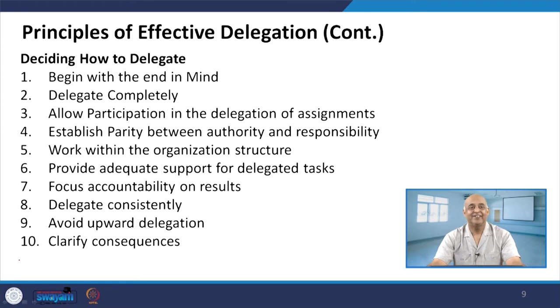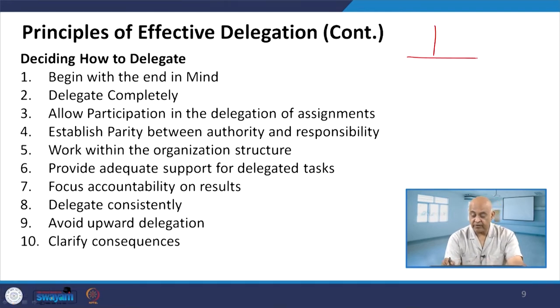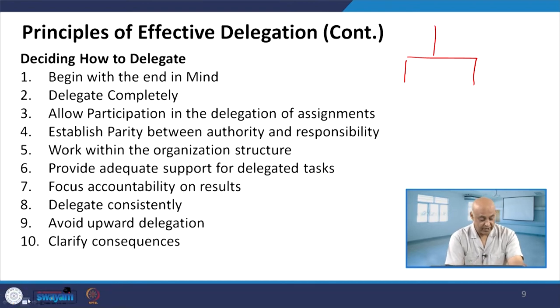Now you see, there is nothing like upward delegation. Right. So, therefore, whenever we are talking about delegation, it will be given from the top to bottom. Whenever we go for this particular delegation, it will always be the boss who delegates to the subordinates, right. And the direction of delegation will be like this. It will never be like this.